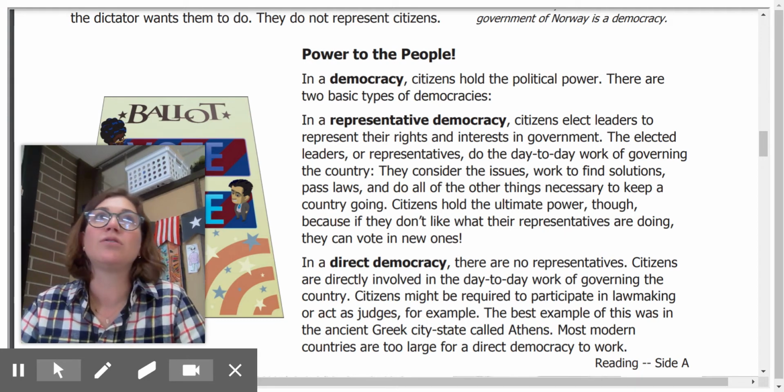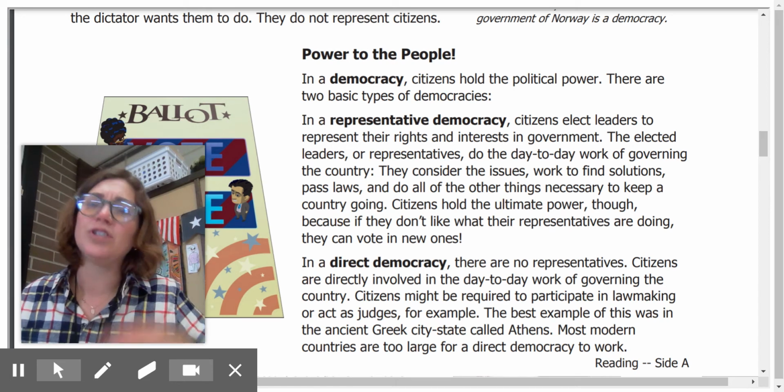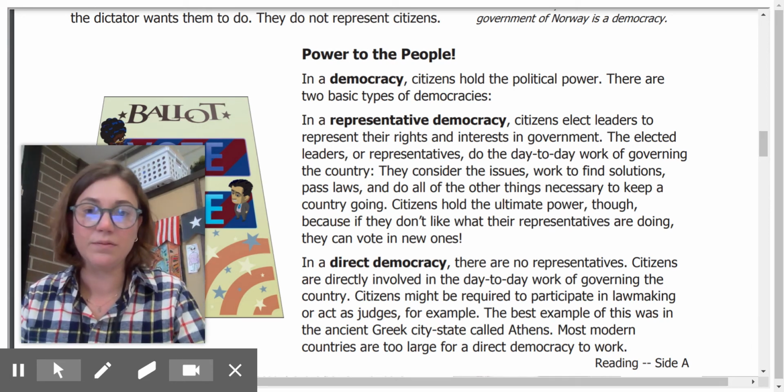You could imagine, in a direct democracy, if that's what we try to do in America, nothing would get done. Nothing gets done anyways, but it would just be much too difficult to have every citizen literally vote on every single issue. That'd be very hard.